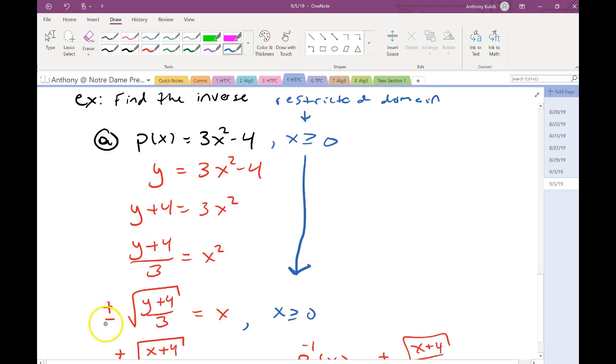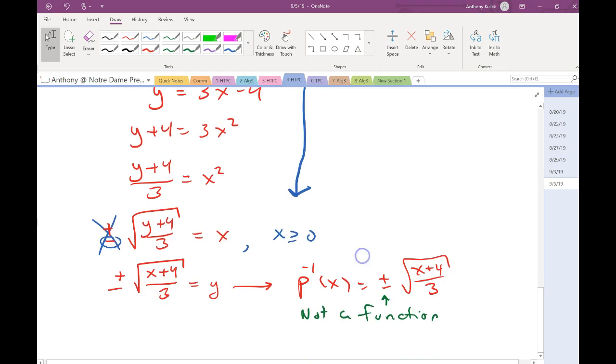So when I have this plus or minus out front, I can't have the minus part to it because that would give me a negative result. And x has to be non-negative. So that allows me to get rid of this. And now that P inverse of x would be a function.